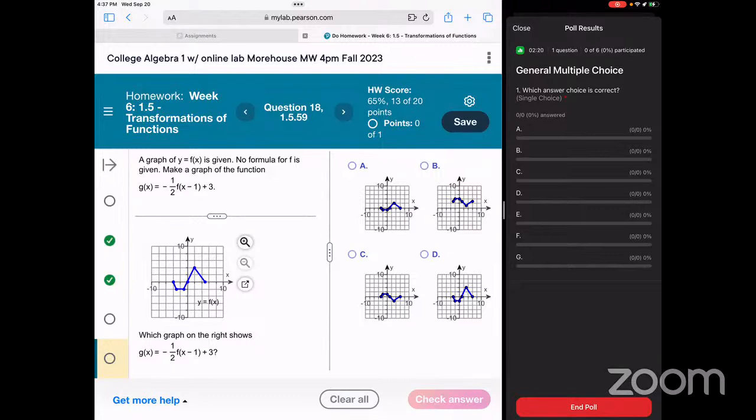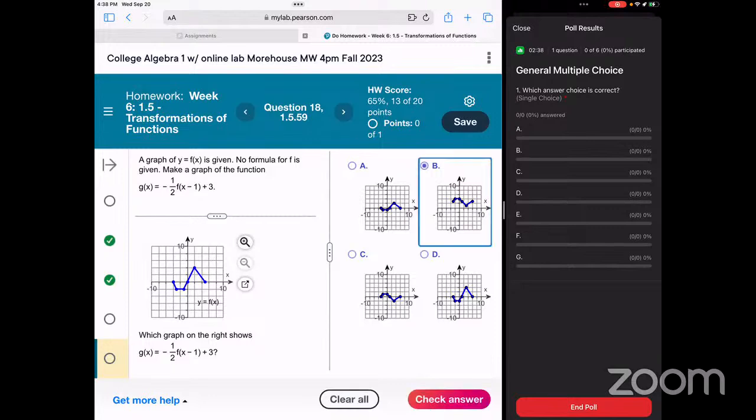Oh, okay. And then lastly, we have that +3 on the outside. It tells us to move up by 3. So if we're going right 1 and up by 3, it looked like it's a B. Let's go with B. Okay, let's check.